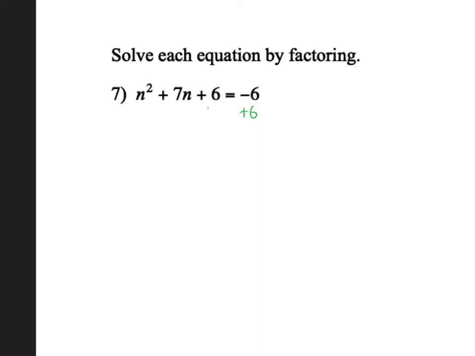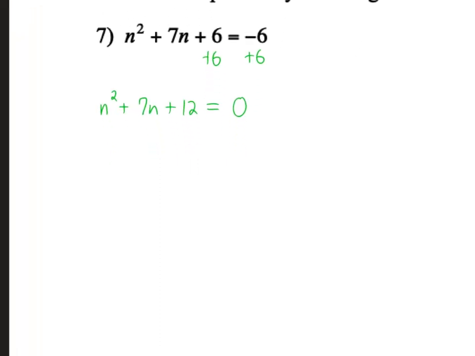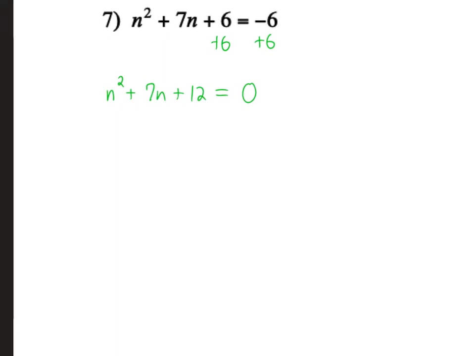So how do we make it equal to 0? We're going to add 6 to both sides. So we're going to get n squared plus 7n plus 12 equals 0. So now we're going to go back to our factor flow chart and try to factor the left-hand side. Is there a GCF for n squared, 7n, and 12? No.